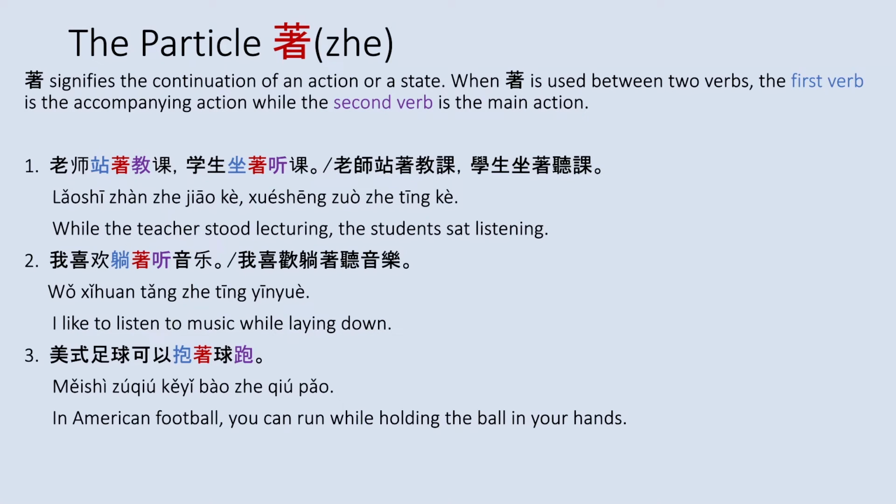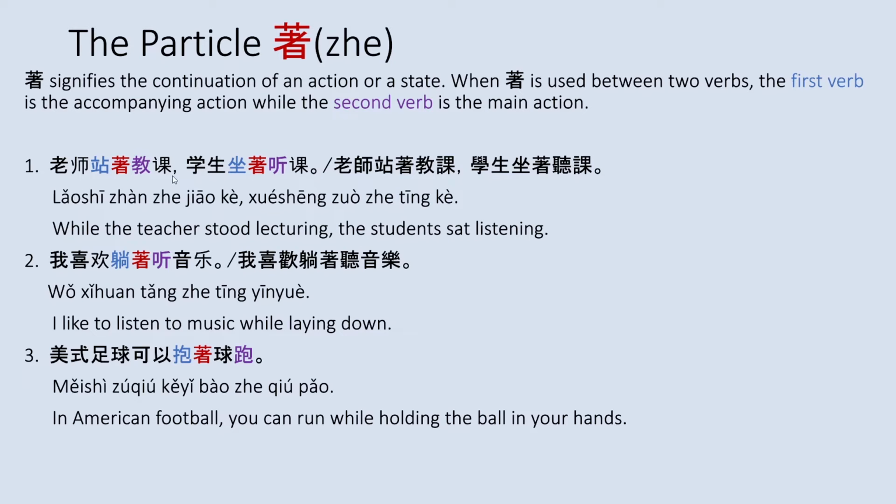The second grammar point for lesson 18 dialogue 2 is the particle 着. 着 signifies the continuation of an action or a state. When 着 is used between 2 verbs, the first verb is the accompanying action, while the second verb is the main action. So, for example 1, we have 老师站着教课，学生坐着听课. While the teacher stood lecturing, the students sat listening.